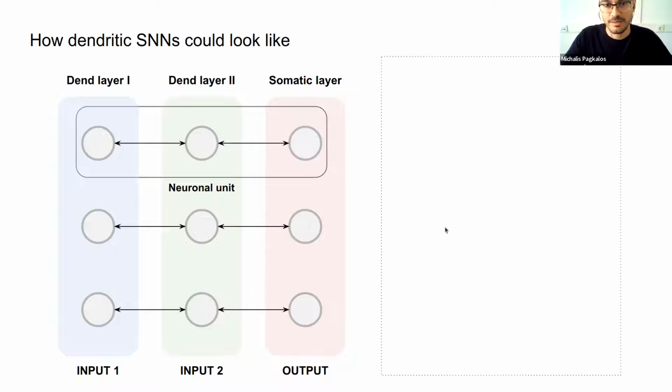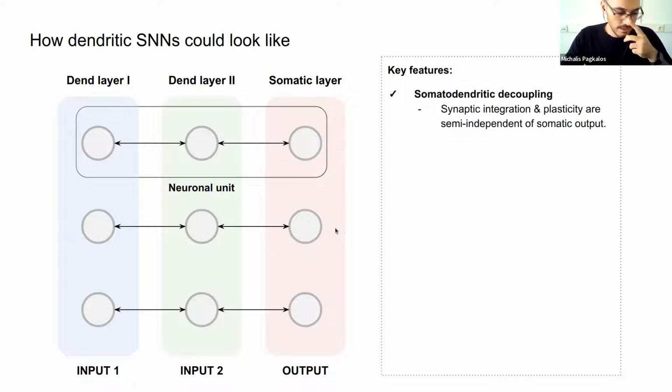And why is this important? What are the key features of this architecture? First of all, we have somatodendritic decoupling. In real neurons, we know that synaptic integration and plasticity do not operate on the soma, but they are semi-independent of that. So this architecture can achieve this. And also, another thing we can do is to experiment with coupling strength.